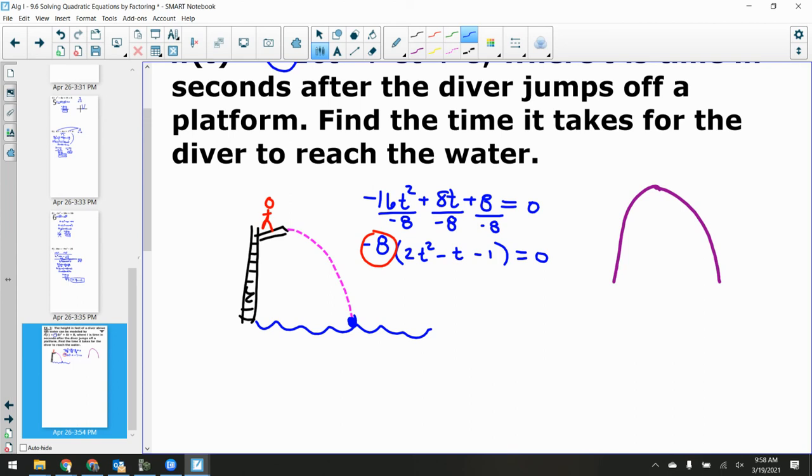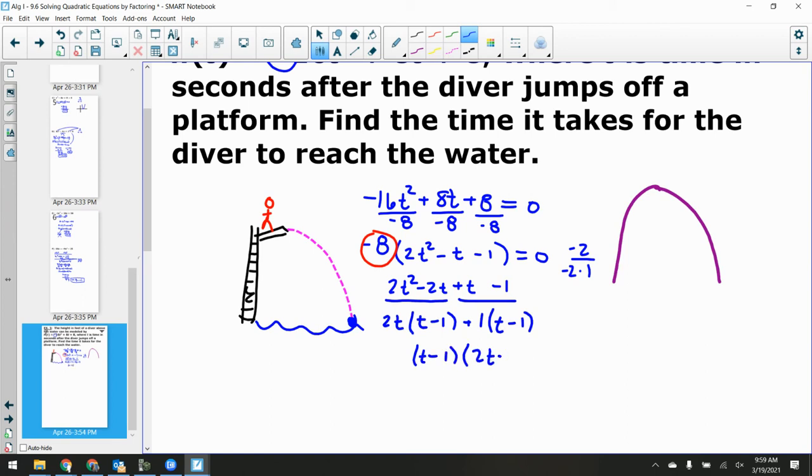So I factor this here. 2 times -1 is a -2. Factors of -2 that add to get to -1 are -2 times 1. I keep my first term, I keep my last term, and I rewrite my middle. Let me erase away some water. And now we factor by grouping here. We pull out a 2t. We're left with t minus 1. There's no GCF, so we pull out a 1, and we're left with a t minus 1. So my two factors are t minus 1 and 2t plus 1. Still all equal to 0.